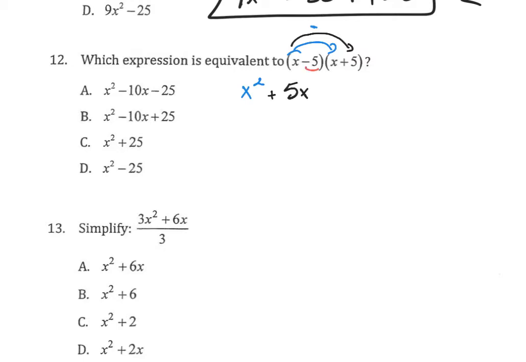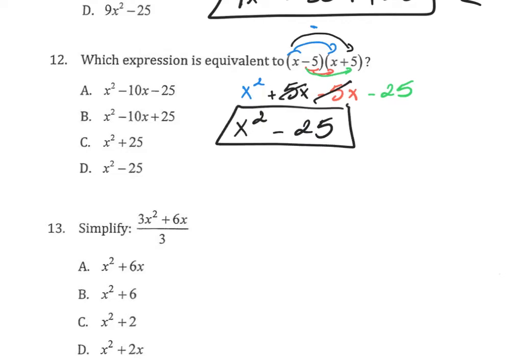And then we have inner, negative 5 times x, that would be negative 5x. And the last one, negative 5 times positive 5, that would be negative 25, right? Now to simplify this, we get x squared and 5x, negative 5x. Those are opposite values, so we get rid of them, and we come up with x squared minus 25, right? And the answer would be D.